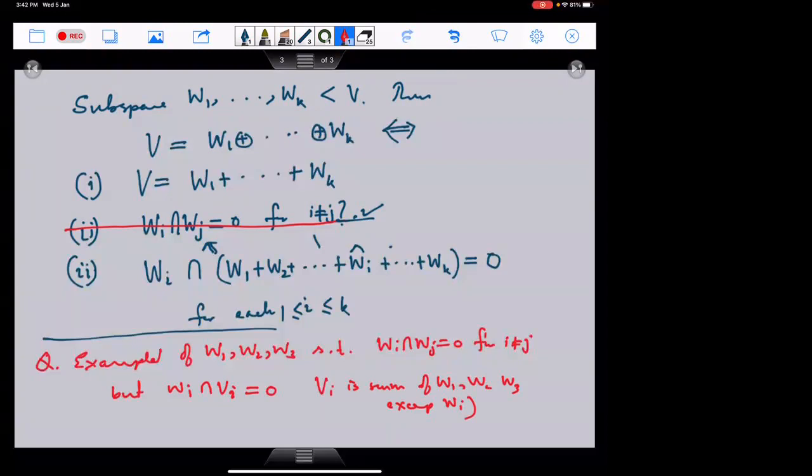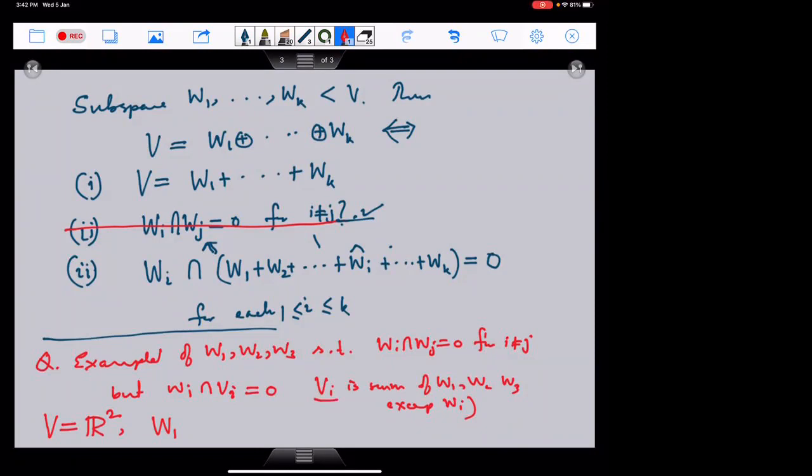Okay. So can you suggest an example? 1001. So what is your whole space? R2, right? Yes, R2. Fine. So the second condition you took, but Vi intersection Vi is equal to 0. It's not equal to 0, I think. What do you mean by that? See, here Vi means Wi is missing in that sum.